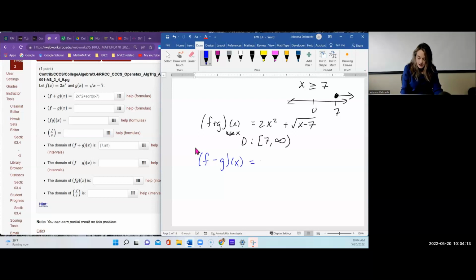This is going to give us the f function, 2x squared, minus the g function, which is the square root of x minus 7. It might be tempting to want to distribute the negative, but the square root blocks that. The negative stays on the outside of the square root. It's essentially the same as what we had with the addition, but with a different sign in the middle. What would the domain be? Again, the domain will be what they have in common, which is 7 to infinity.